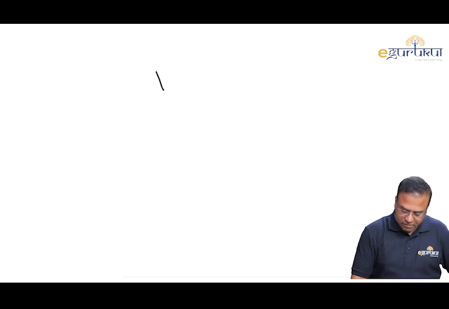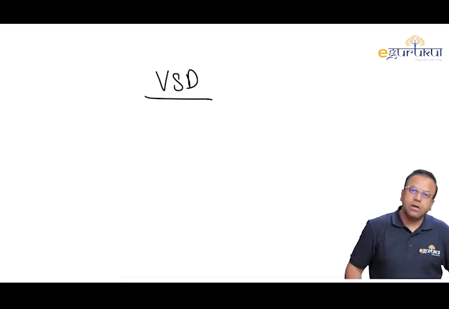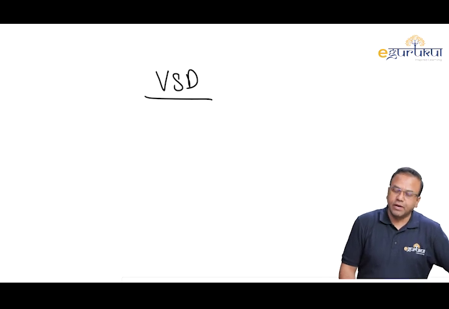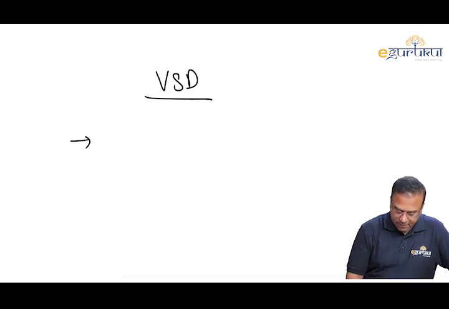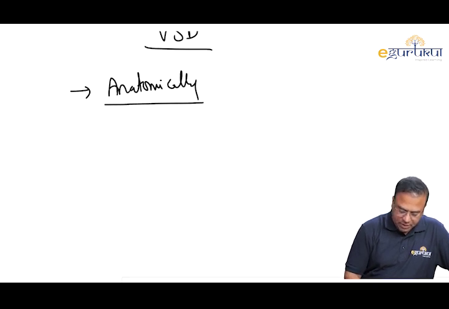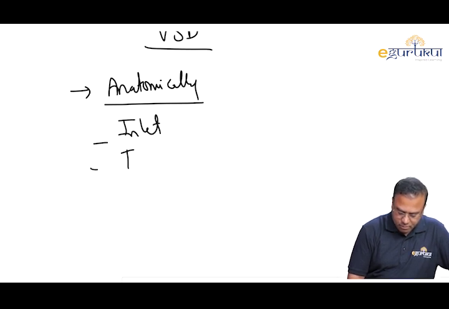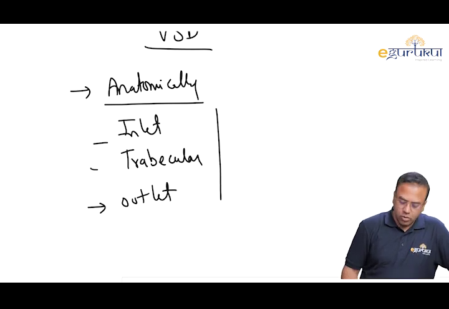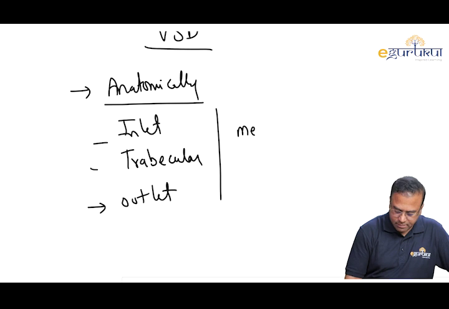If you look at the ventricular septal defect, the ventricular septal defect can be classified, first of all, anatomically into inlet, trabecular, which is the mid zone, and outlet. You can also classify it as membranous and muscular.